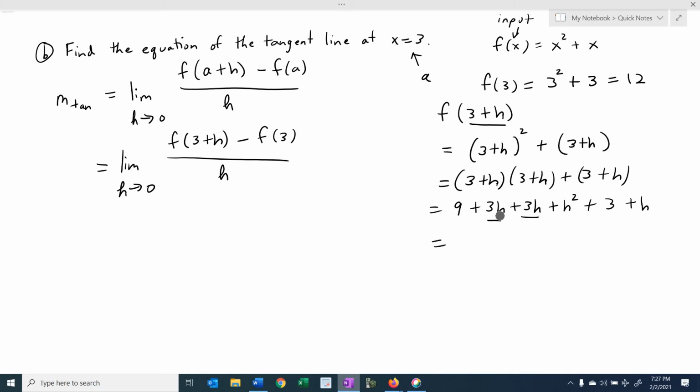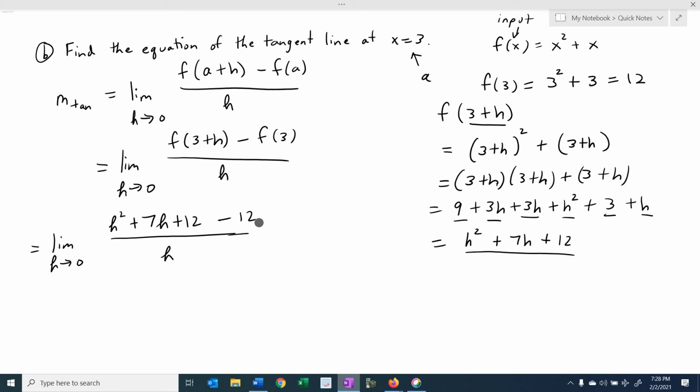And if you simplify this out, you can see that you've got 3h here plus 3h here, that's 6h, plus another h. So that's going to be 7h. You have this h squared, which I'm going to put in front. And then you have 9 plus 3, which is 12. Okay, so we can simplify that a little bit. That's what f evaluated at 3 plus h is. It's equal to this. Okay, so I'm going to plug that in there. And then minus f evaluated at 3, which of course is just 12.